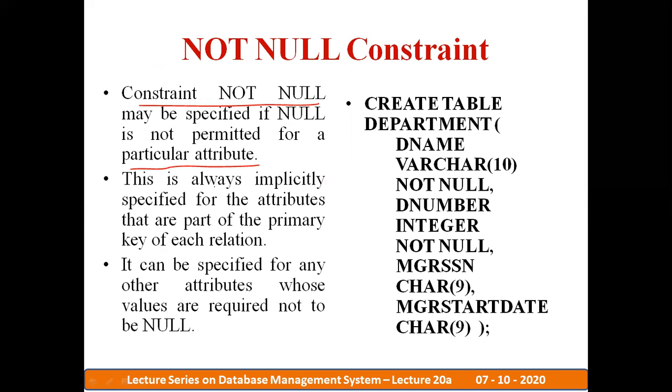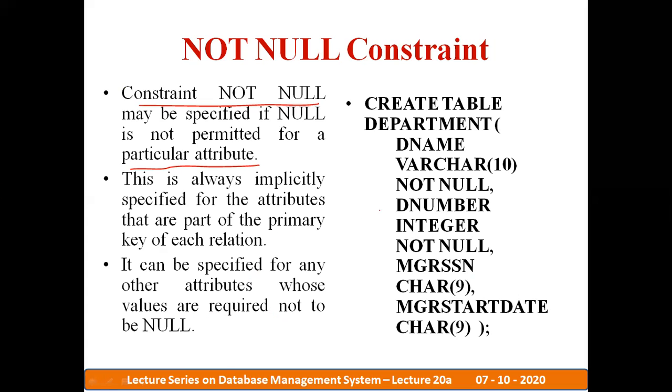This is always implicitly specified for the attributes that are part of the primary key of each relation. So if I declare one column as the primary key, obviously the primary key column will always be not null, and it is also unique. It can be specified for any other attributes whose values are required not to be null. So if I declare a primary key, by default it will be not null. And there may be some columns which are not a primary key, but you still want them not to store the null value. In that case you declare it as not null.